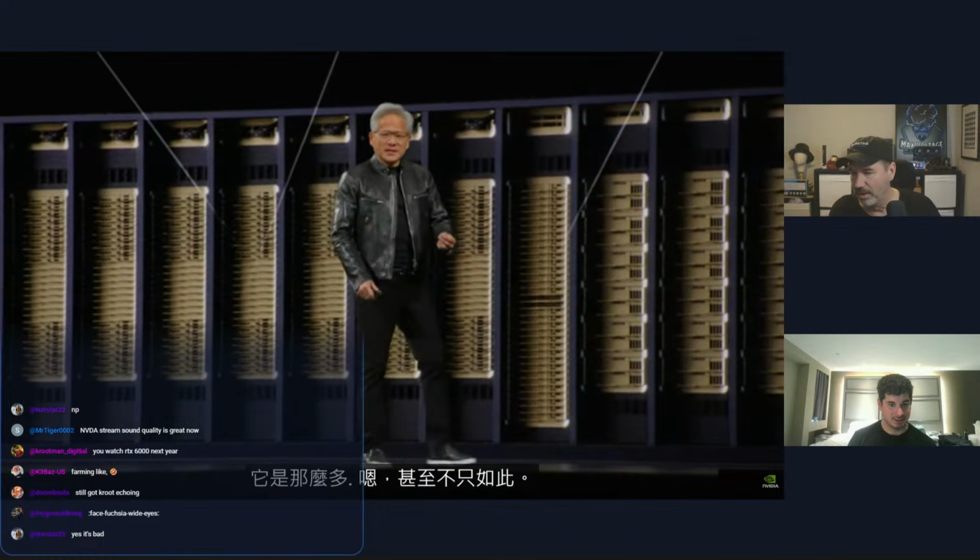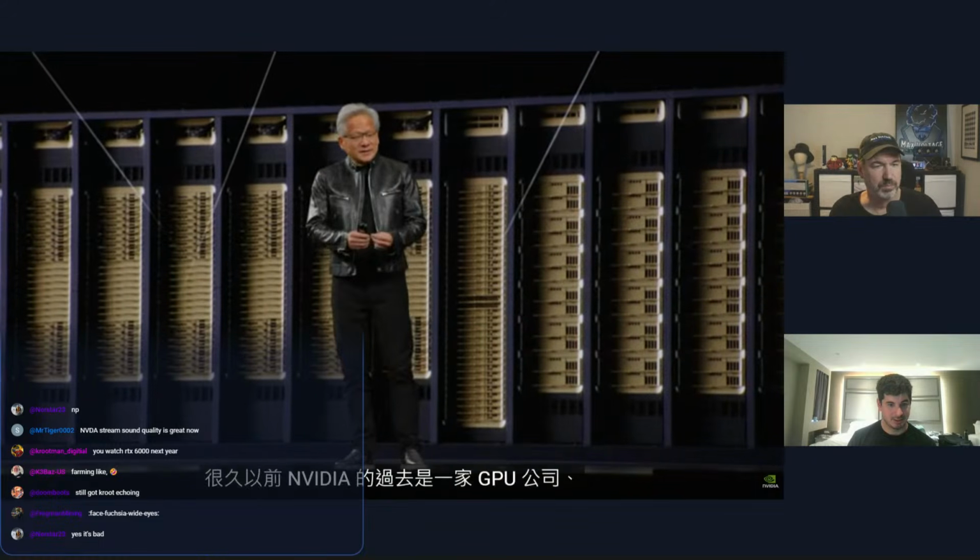A long time ago, Nvidia used to be a GPU company. But over the years, we've evolved.